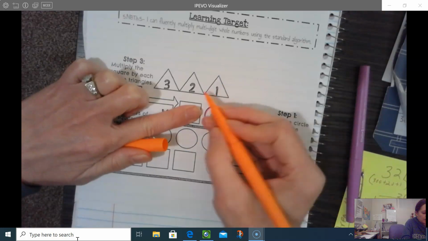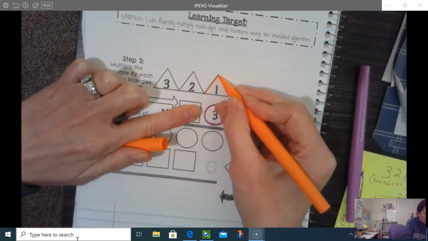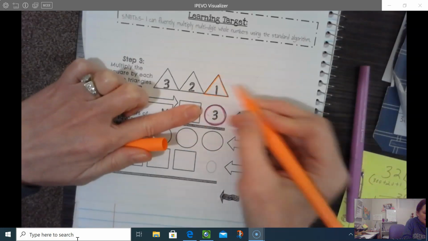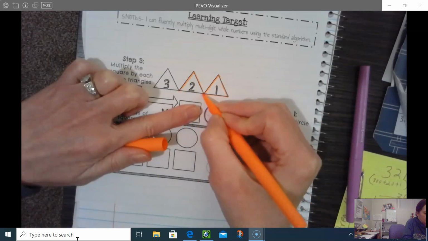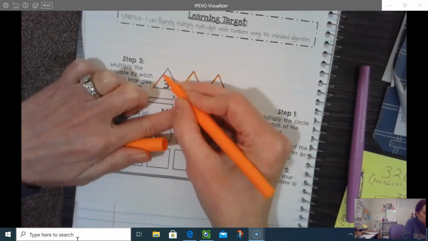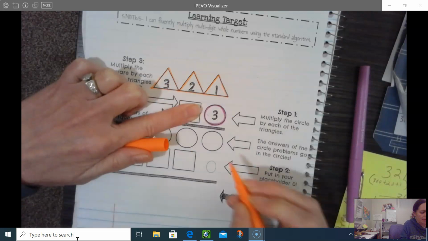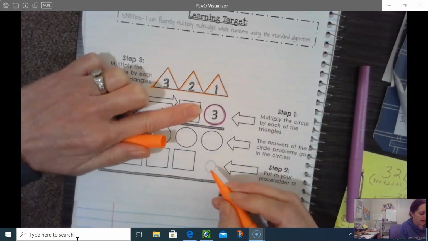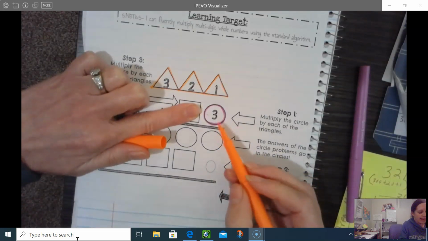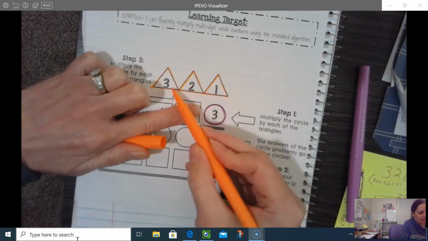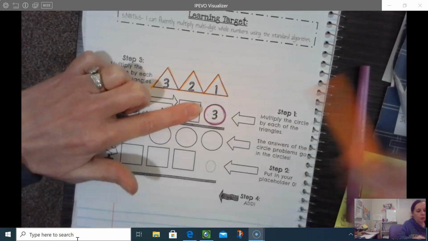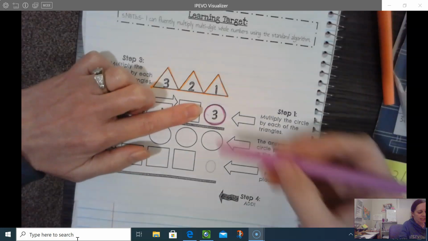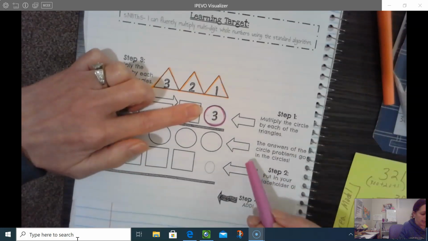So I'm going to actually go to this 1, and with my orange, with your other color, I'd like you to put a triangle around each of the digits on the top number. All right, so now I have 3 times the 321. So what I'm going to do is each of these become its own little mini problem.